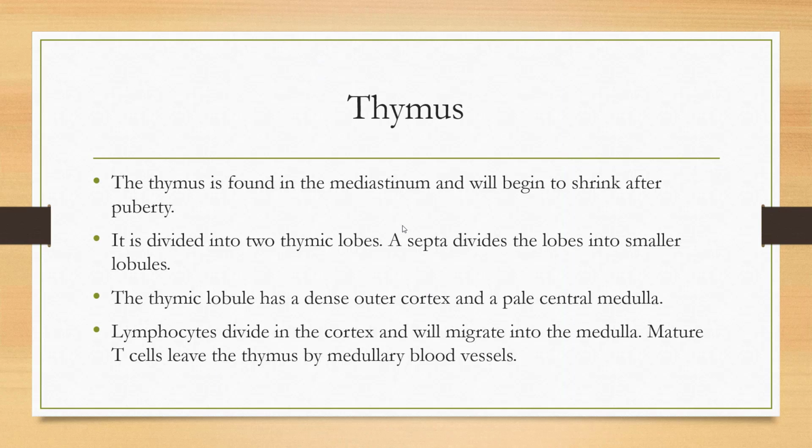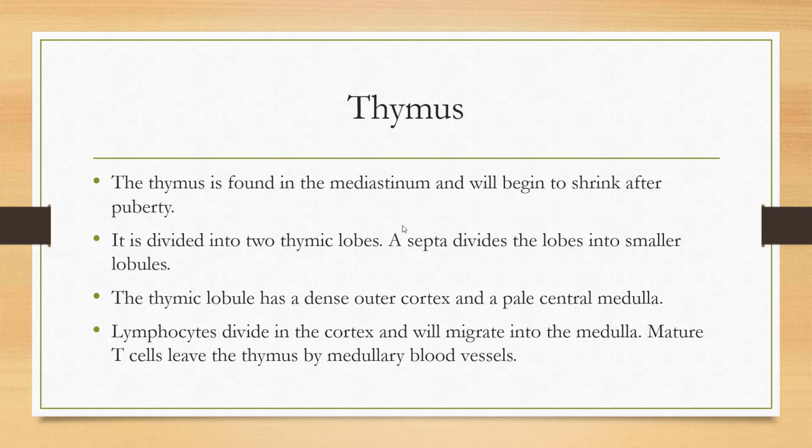So on to the thymus. The thymus is found in the mediastinum. So a quick reminder of what we mean when we say mediastinum. The mediastinum is a central tissue mass that is going to divide the thoracic cavity into a left and a right pleural cavity. The thymus begins to shrink after puberty.